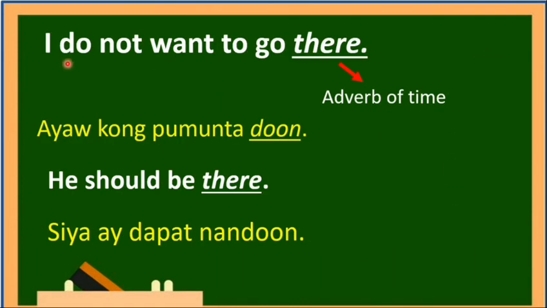Another example here, I do not want to go there. Itong word na there dito ay ito ang ating adverb of place. In Filipino, ayaw kong pumunta doon. Itong doon, ito ang katumbas ng ating word na there. Next, he should be there. Ito sa Filipino ay siya ay dapat nandoon. Itong there dito, ito ang katumbas ng word na nandoon.